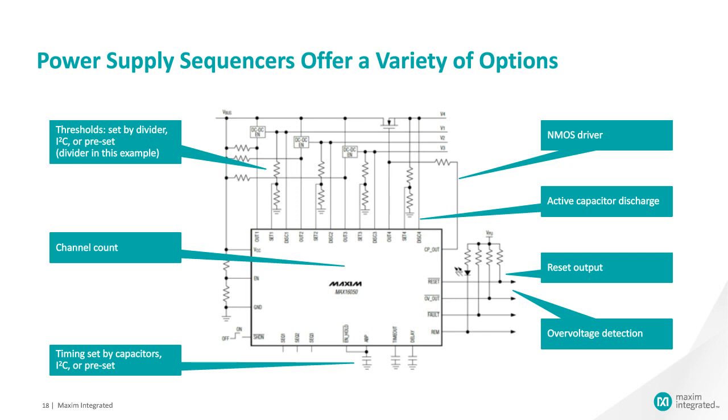Then the driving capability of the sequencer. Should the sequencer output directly drive the enable input of a DC-DC module, or should the output drive an external MOSFET? Then we have another feature to consider, the quick discharging capability. Some sequencers have active capacitor discharging that can quickly discharge the energy at the downstream system. Some sequencers have a reset output, and some sequencers have overvoltage detection also.